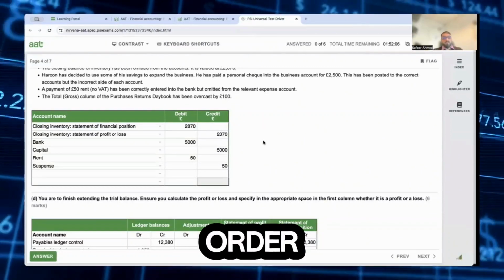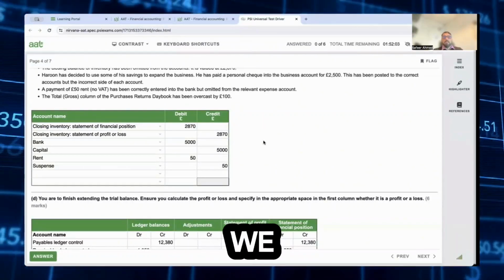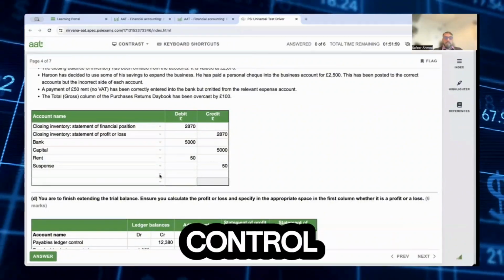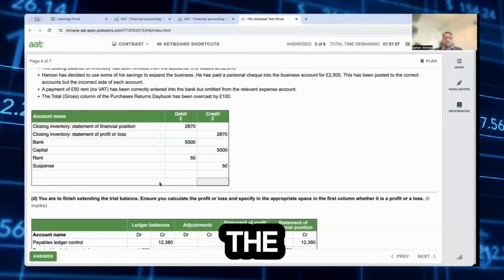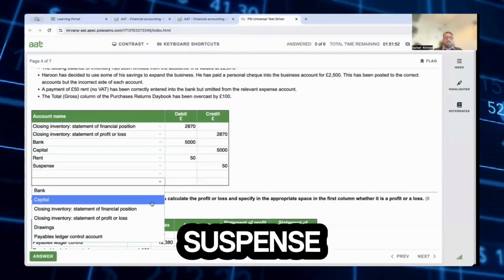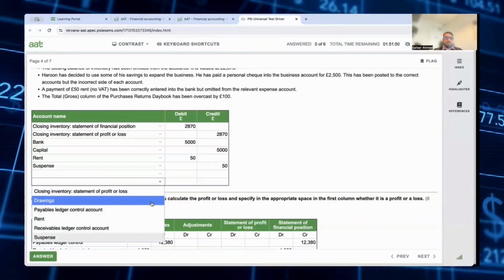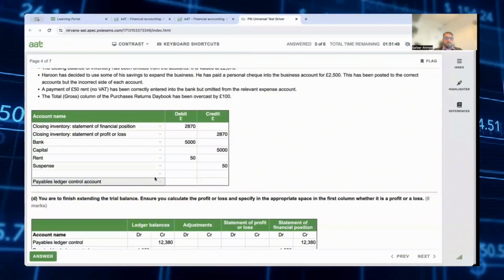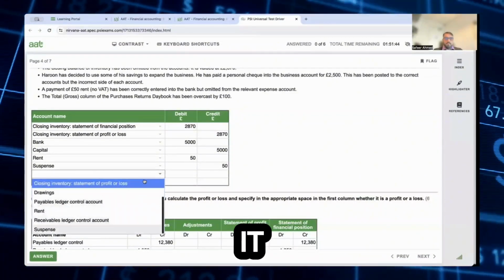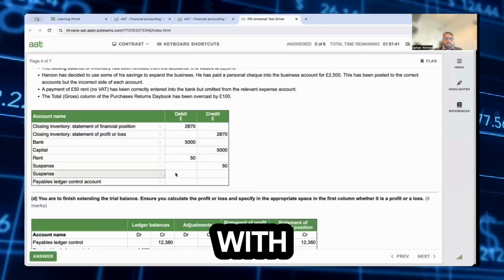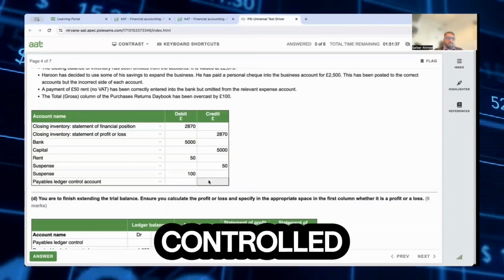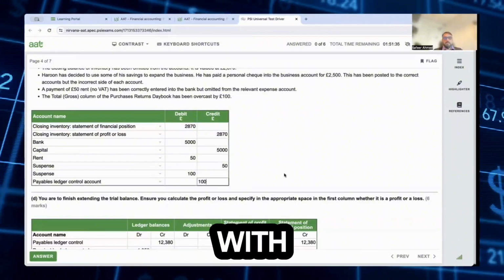So what we need to do in order to remove this effect is record 100 on the credit side of the purchase ledger control account. And the other side will be, of course, suspense account. So in other words, suspense debit with 100 and payables ledger control account credit with 100.